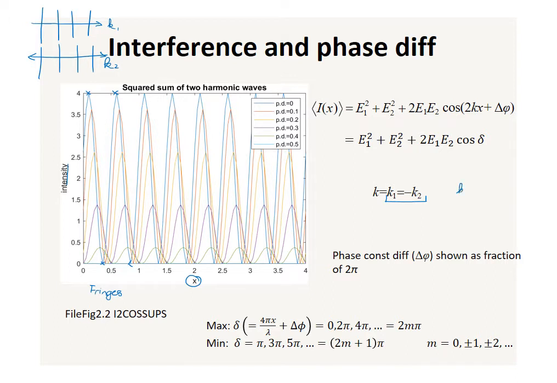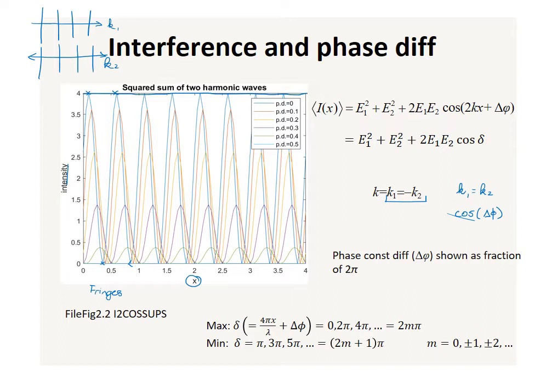If we have the situation where k1 equals k2, so they're co-propagating, going in the same direction, then the cosine oscillation term simply becomes cos of the difference between the phase constants. There's no variation in x, so that means that the intensity will simply be a constant across the field like that.